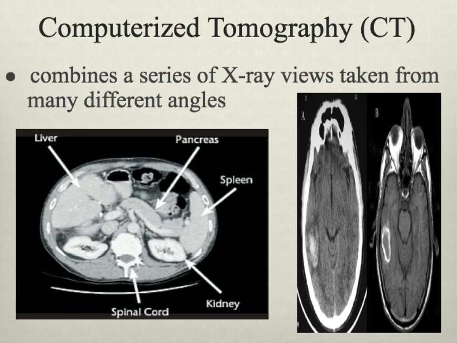CT scans are another form of medical imagery. They're computerized tomography. So it combines a series of X-ray views taken from many different angles. And you can kind of put together a picture of an organ and see what's going on.